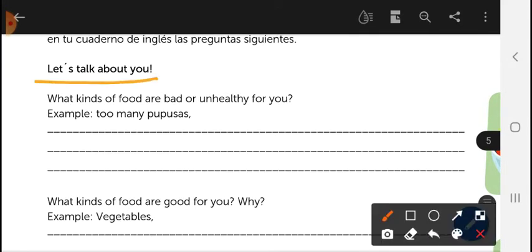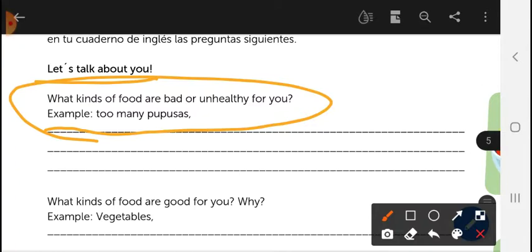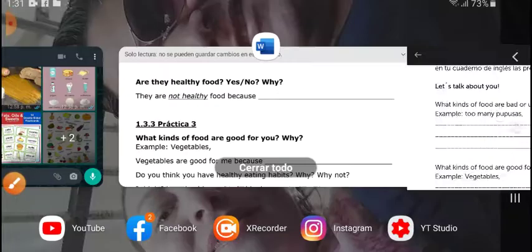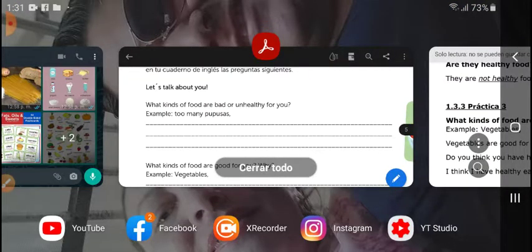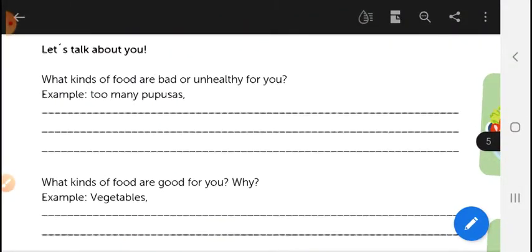Let's talk about you. What kind of foods are bad or unhealthy for you? Okay? What kinds of food are bad or unhealthy to you? Y ahí contesta, las foods que son unhealthy to you, okay?